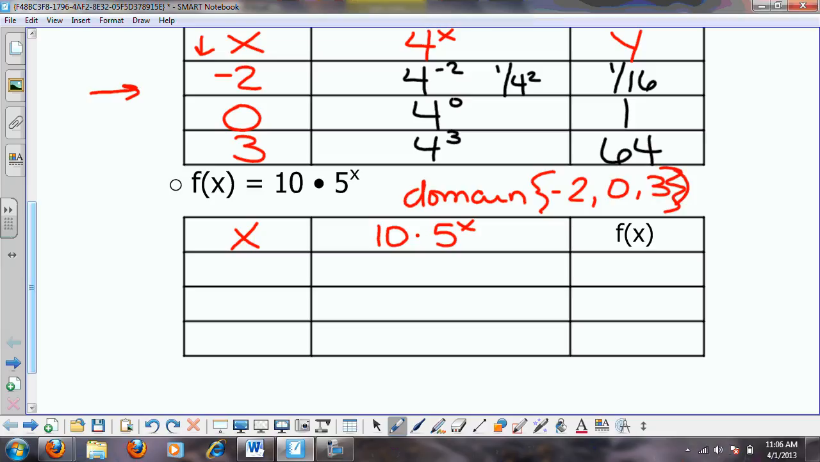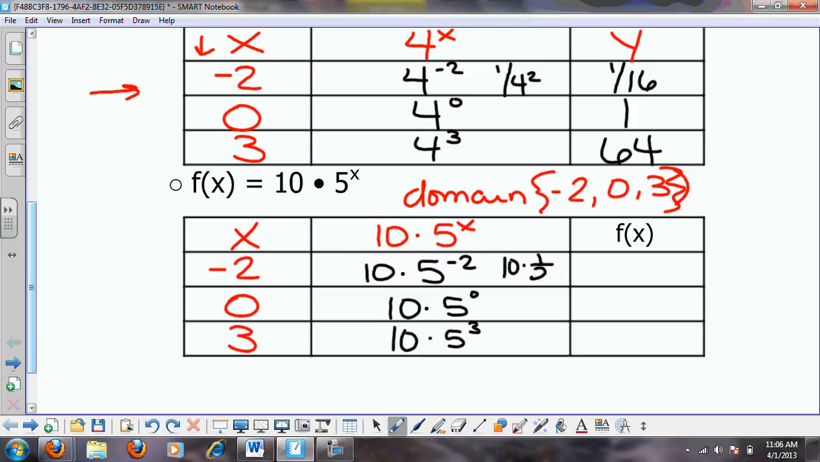Brackets, not parentheses. Okay, so for my x values, I put in -2, 0, and 3. So when I substitute, here I go. 10 times 5 to the -2nd, 10 times 5 to the 0, 10 times 5 to the 3rd. Okay? We know that 5 to the -2nd is 1 over 5 squared, so this becomes 10 times 1 over 25, or 10/25, which becomes 2/5.